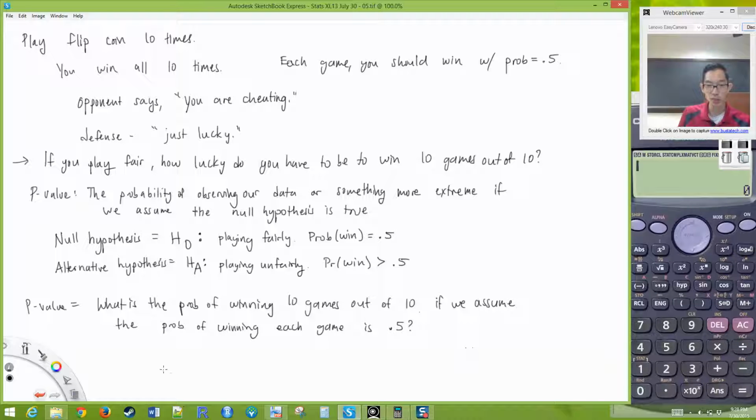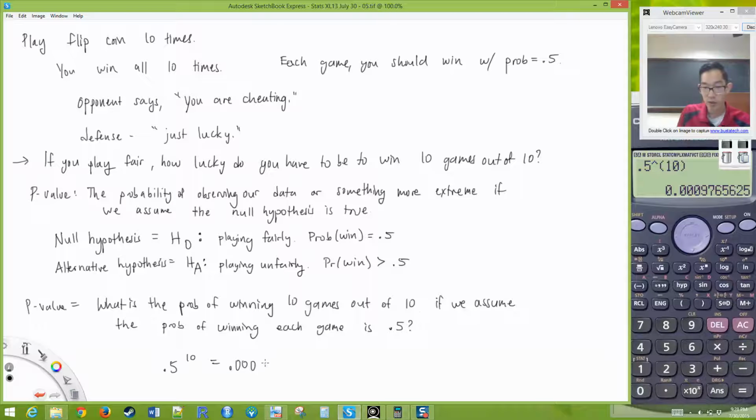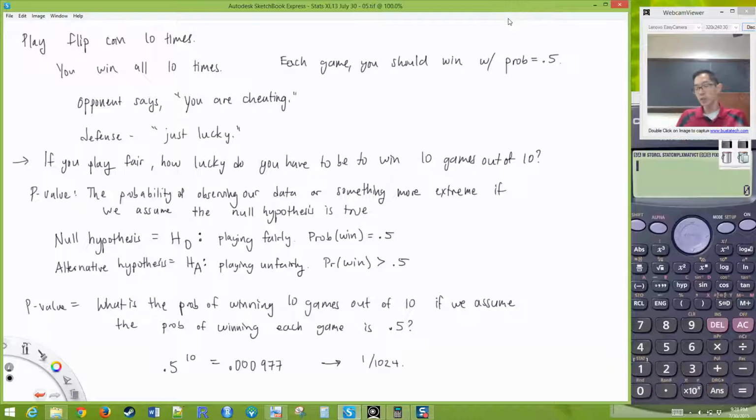We're going to do 0.5 raised to the 10, so I do 0.5 raised to the 10, and I get 0.000977. You round down on that one. Well, it doesn't matter, but it's essentially 1 in 1024. Okay, so we have an option here, okay? If I inverted this, it's 1 in 1024.